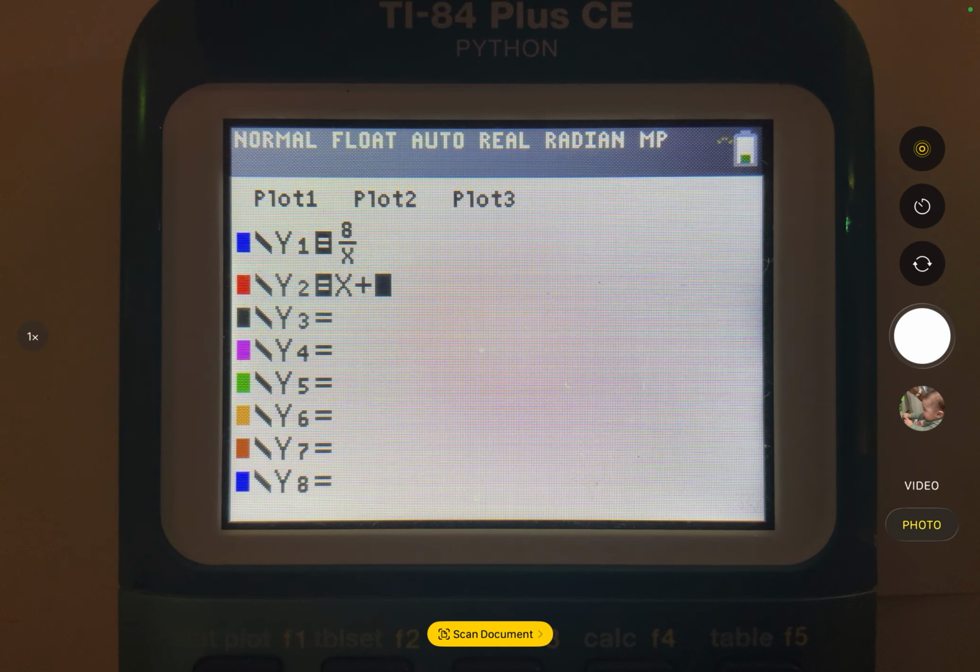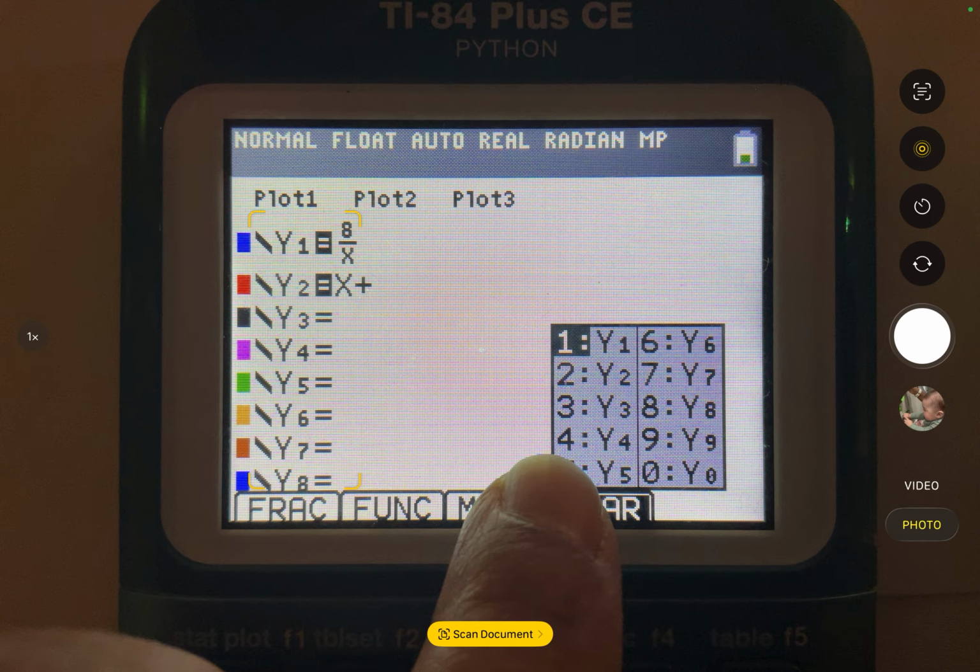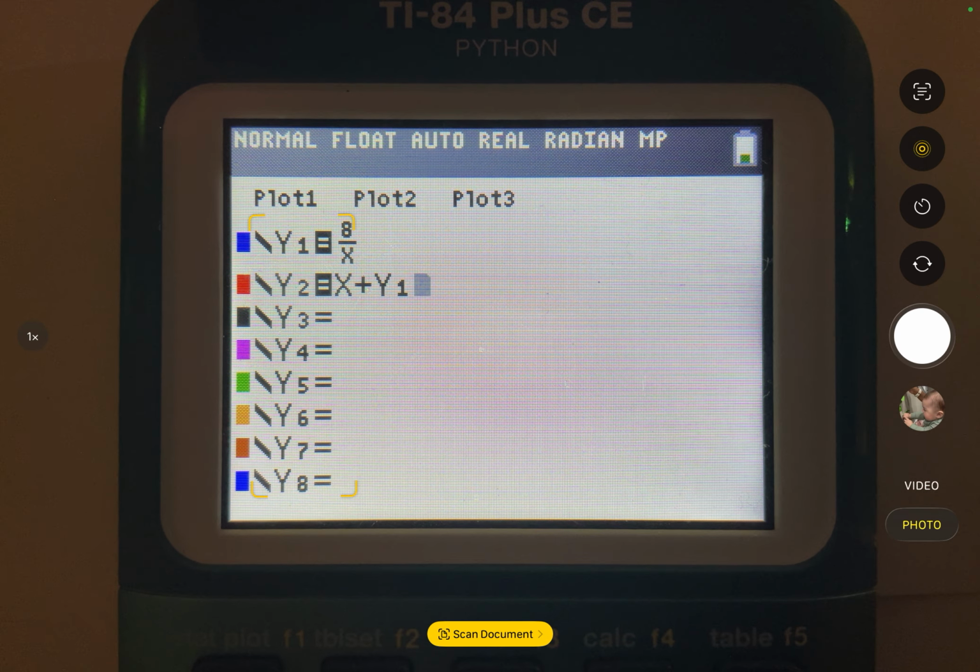And then you could do x plus, I haven't shown you yet. Alpha trace, and push enter to put your y1. Everybody got it? Which one's trace? The second to last, to the right. Everybody got it? So I did alpha trace. Y'all got it? Okay. Enter.